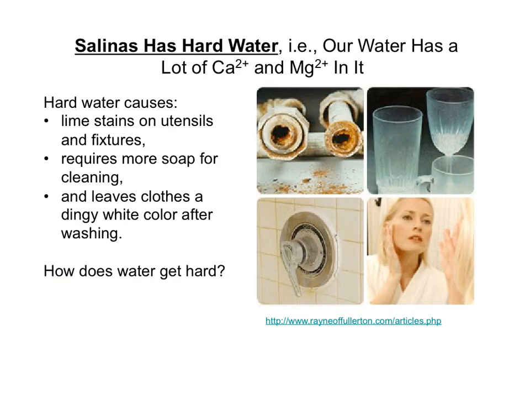Salinas has hard water, which means that our water has a lot of calcium ion and magnesium ion in it. Hard water causes lime stains on our utensils and fixtures, also requires more soap for cleaning, and then leaves clothes a dingy white color after washing. So stop the video and answer this question. So here's the answer. When water passes over limestone rocks, some of the calcium will dissolve in the water.